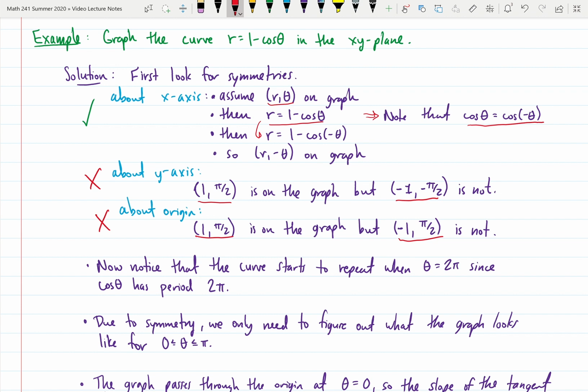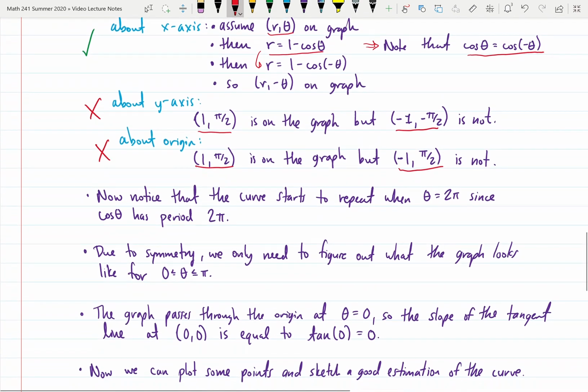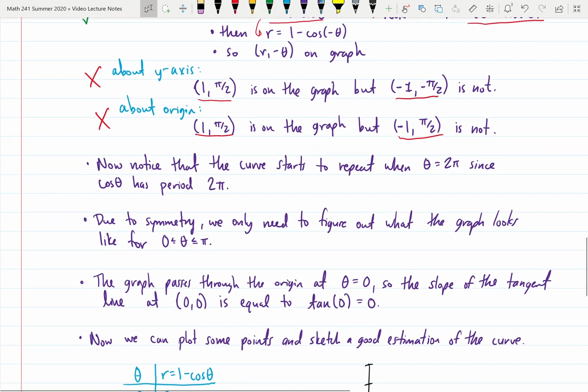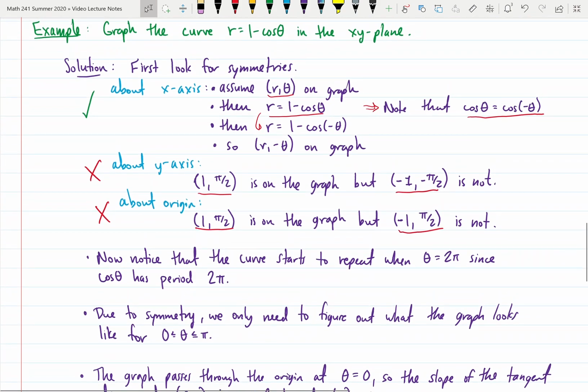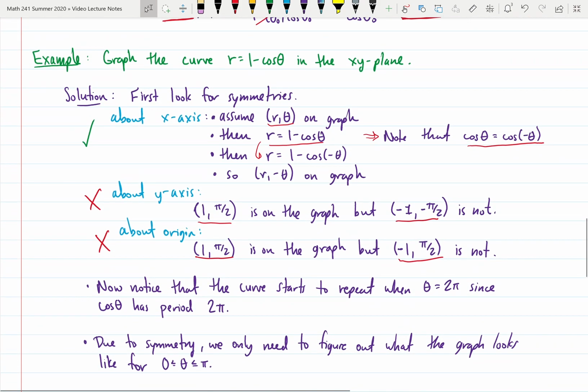So we only have symmetry about the x-axis, not about the y-axis or the origin. After that, it's beneficial to notice that the curve starts to repeat when theta is equal to 2 pi. And the reason the curve starts to repeat is that cosine of theta has a period of 2 pi.